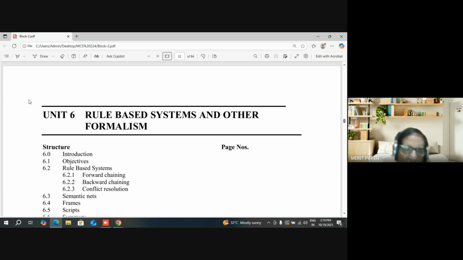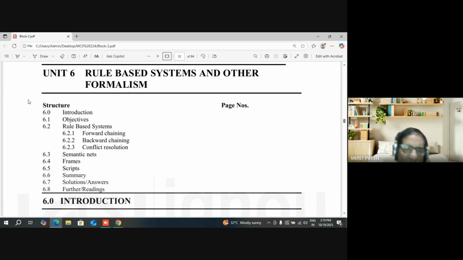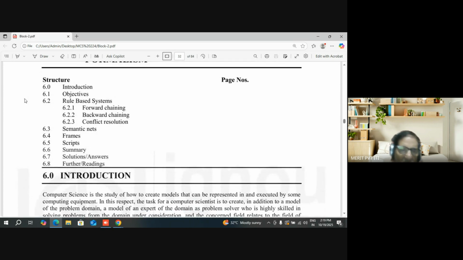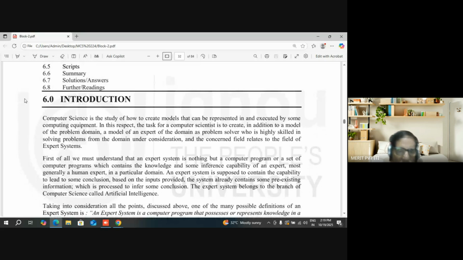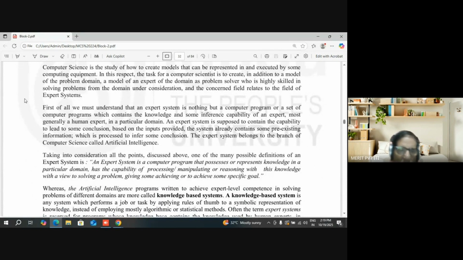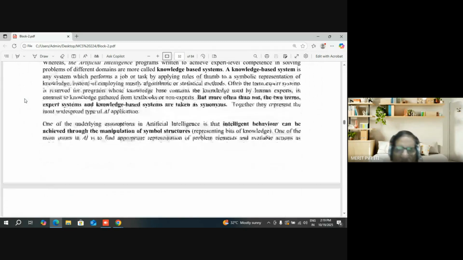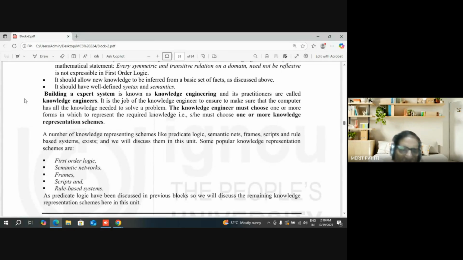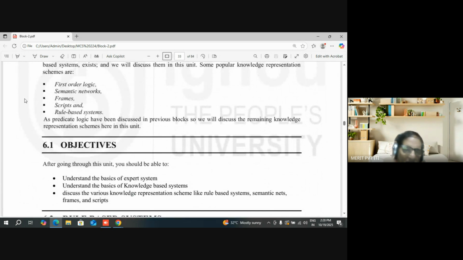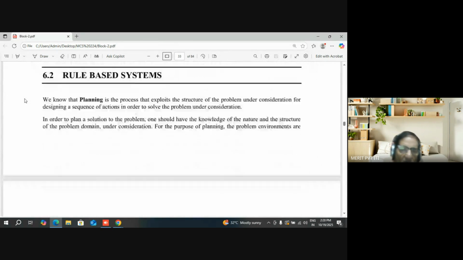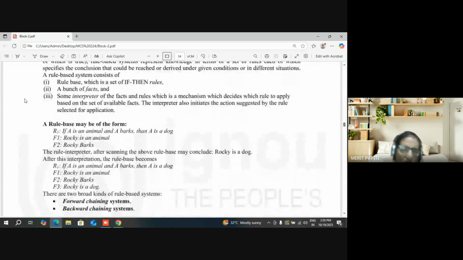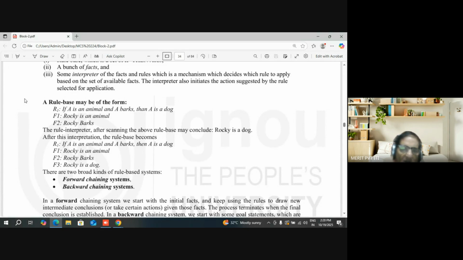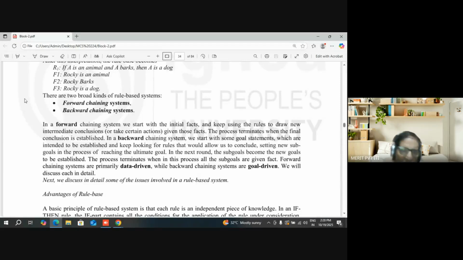Rule-based systems and other formalisms. So forward chaining, backward chaining, conflict resolution, semantic net, frame, script, वो सारे हमने डिस्कस कर लिए हैं. Knowledge-based system, intelligence, behavior can be this and all that. First order logic, semantic network, frame, script, rule based system, हमने expert system करा है. So these are all the if then rules. If A is animal, A barks, then A is dog, and so on and so forth.